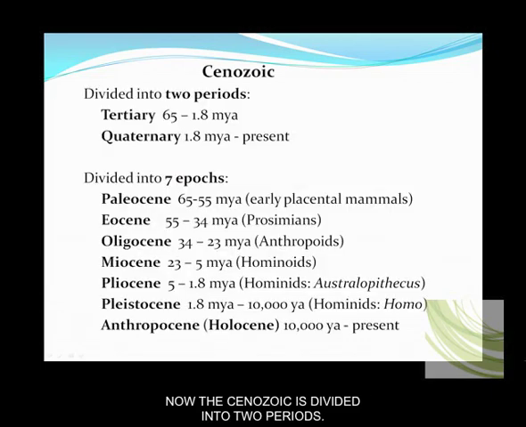Now the Cenozoic is divided into two periods. And by the way, you can pronounce that Cenozoic as well. It's divided into the Tertiary period and the Quaternary period. Those two periods are then divided up into 7 epochs. The first 5 epochs are in the Tertiary period. The last 2 epochs, or the most recent 2 epochs, are in the Quaternary period.